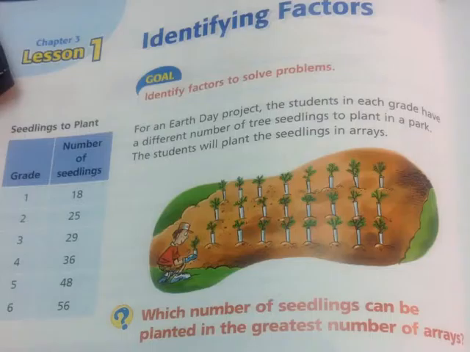So here we have, for an Earth Day project, the students in each grade have a different number of tree seedlings to plant in a park. The students are going to plant the seedlings in arrays. What number of seedlings can be planted in the greatest number of arrays? And here we have each grade and how many seedlings they're going to plant.